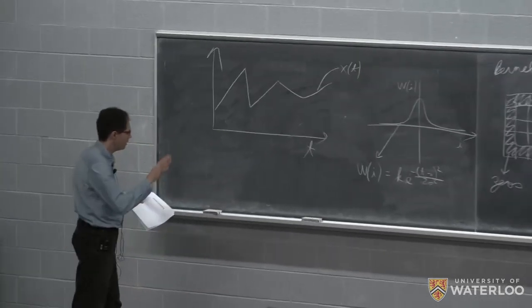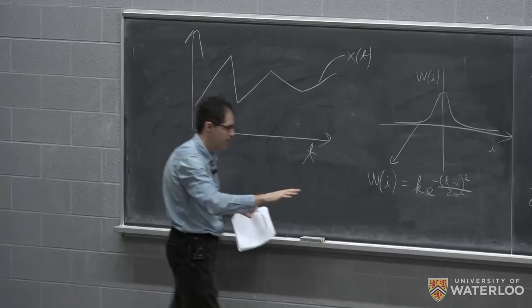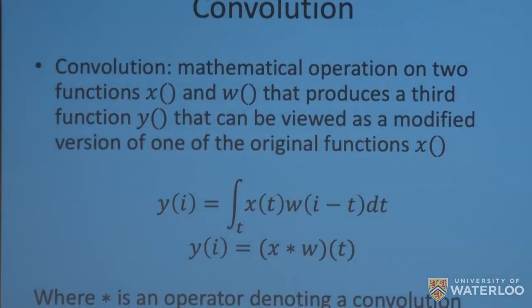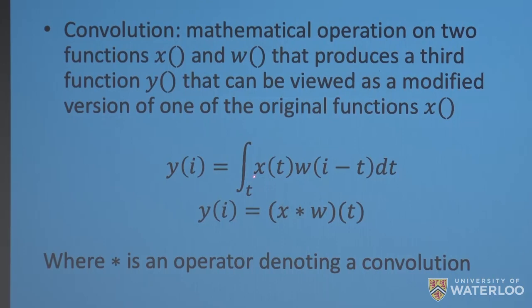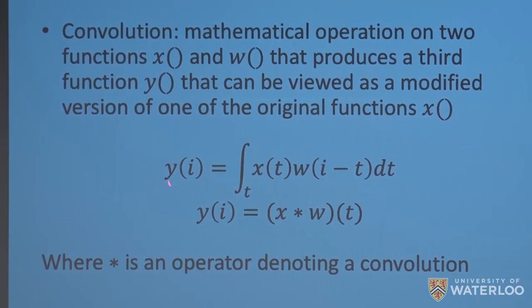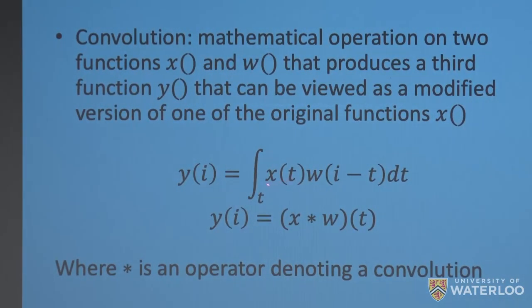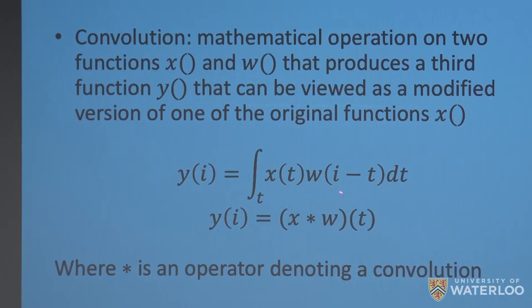Now if I modify the function x based on this weighting function, if we look at the equation that we've got here on the slide, we can think of it as computing y as some sort of weighted combination of different x's, where the weights are defined by w. And if w happens to be a Gaussian distribution, then we can think of this as some sort of expectation. It's essentially taking a weighted average of the x's in some neighborhood, where the weights are given by w.